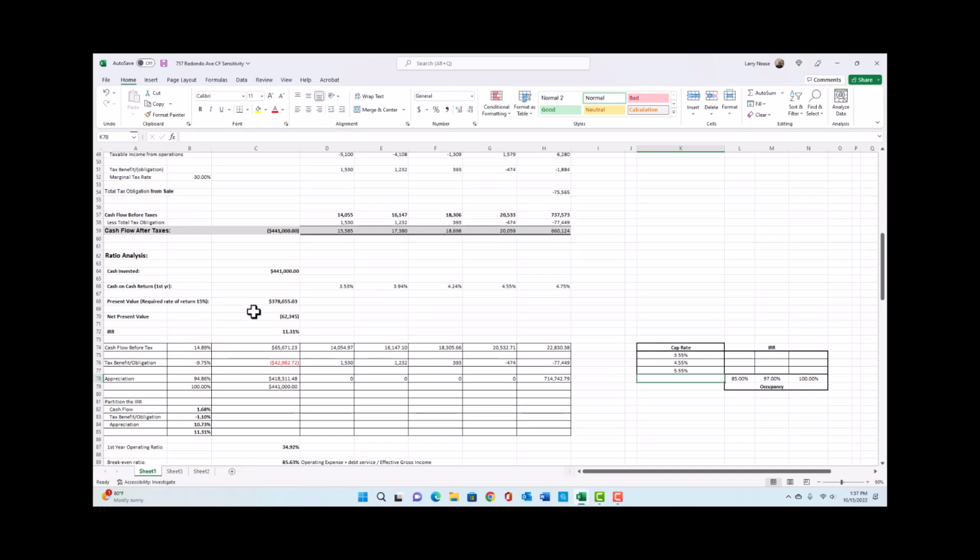And what we did was we partitioned the internal rate of return between its components. That internal rate of return is made up of income from cash flow, tax benefit, and appreciation. And we ran through the calculations and found out that the bulk of the return is coming from appreciation. Appreciation made up 94.86% of this number, which equates to appreciation making up 10.73% of the 11.31% internal rate of return. What that means is, since it's such a high percentage, this investment is back-end loaded.